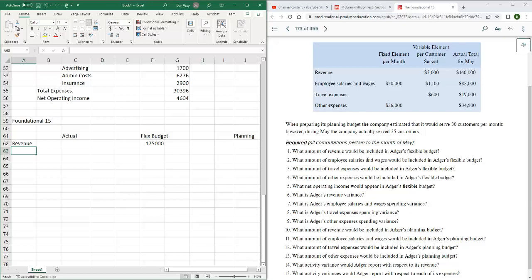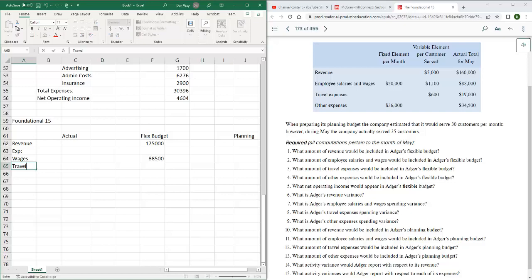And then it said what amount of employee salaries and wages would be included in the flex budget. So let's think about some expenses here. Salaries and wages had a fixed component of $50,000, so we wouldn't flex that. We'll add to that though, the variable piece, $1,100 per customer, flexed to, again, the actual level of activity, 35 customers. And there's our wages and salaries in the flex budget.